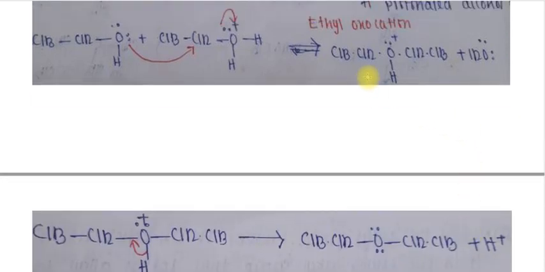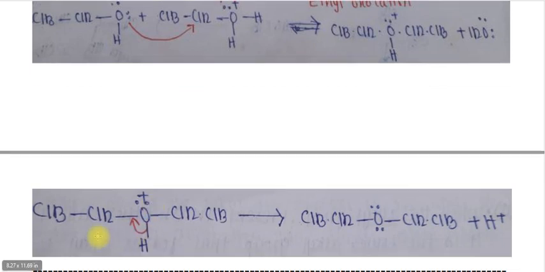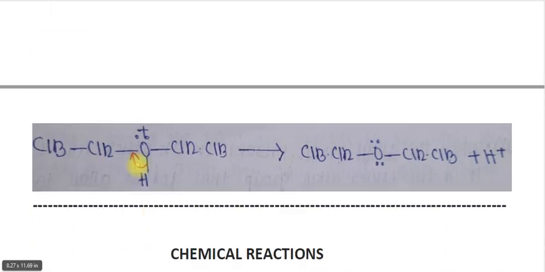After that, this H is removed. The bond is shifted and H is removed as H+, and you get a symmetrical ether, that means diethyl ether. Okay, so these are the two preparations of the ethers.